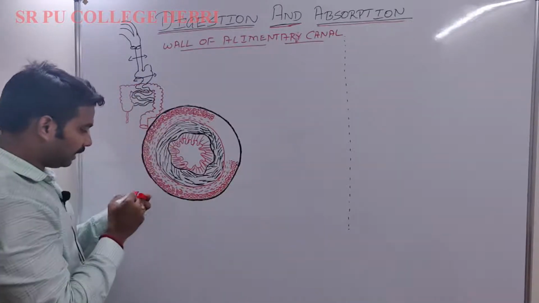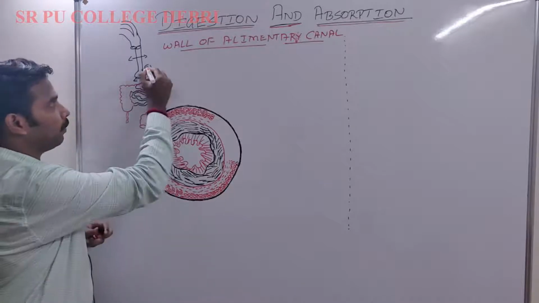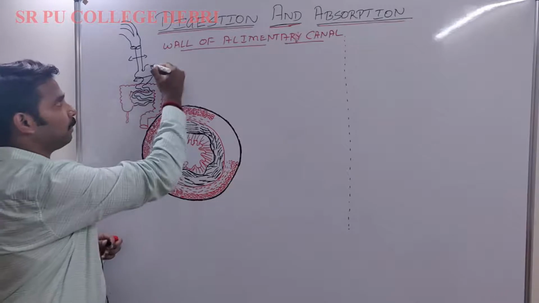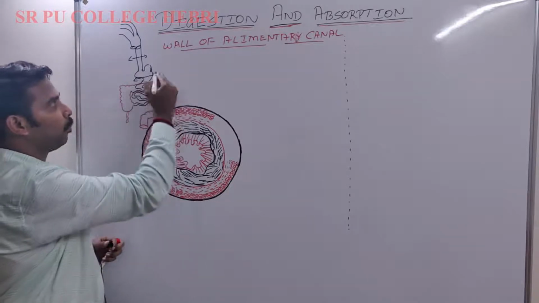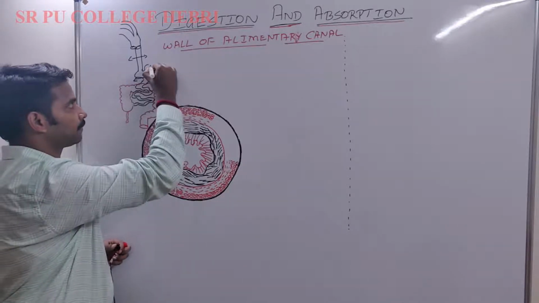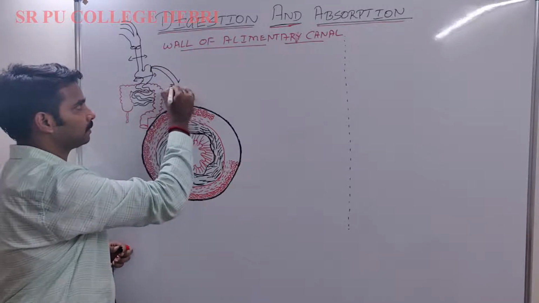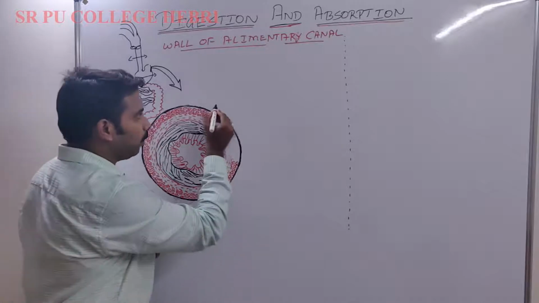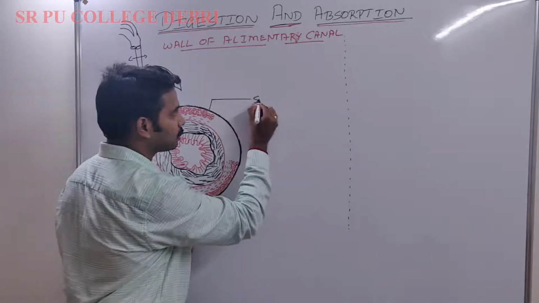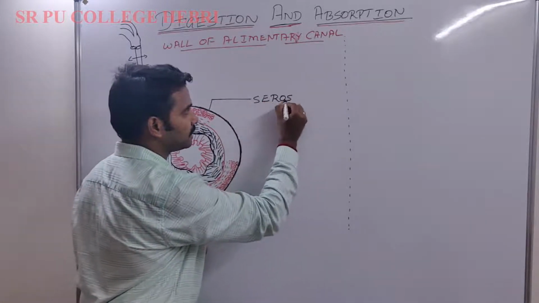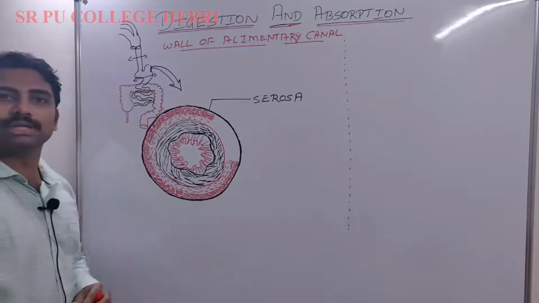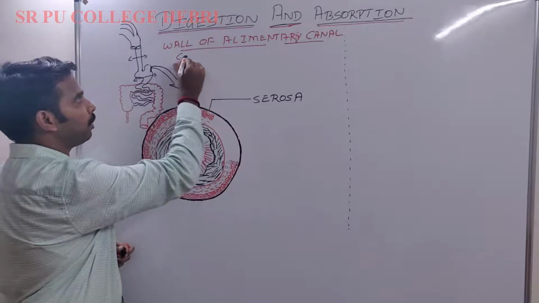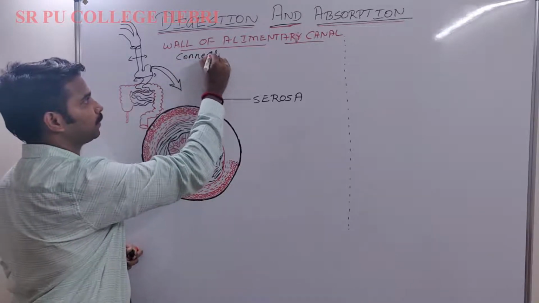This wall is made up of how many layers? The wall of the esophagus, stomach, small intestine and large intestine is made up of 4 layers. Visible? Okay, the wall is made up of 4 layers. The outermost layer is called what? Serosa. The outermost layer is called serosa, and this one is made up of connective tissue.